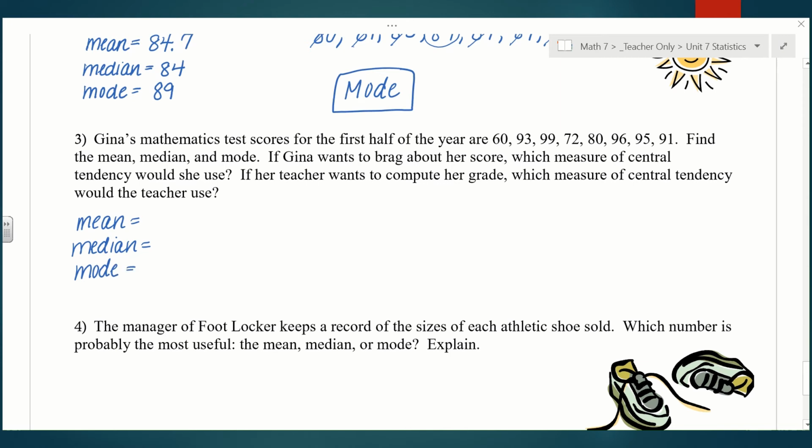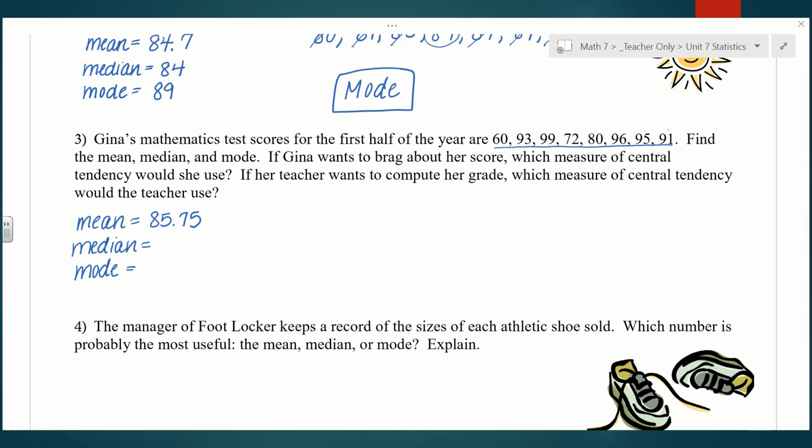I'm going to give you a minute. We're going to add all those scores up, and once you have them added, you're dividing by 8 because there are 8 total scores. And it looks like for the mean, if you got 85.75, you have that correct.